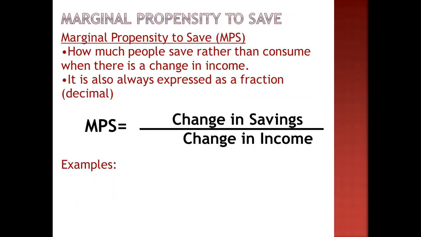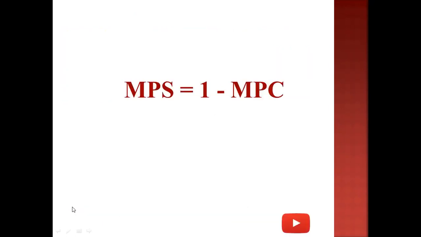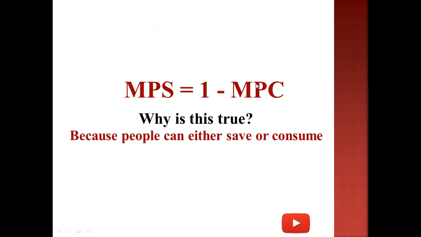The opposite of that is marginal propensity to save. If you receive $100 and you save 50, your MPS is 0.5. If you receive $100, your MPC is 0.7. What is your MPS? Well, they have to equal 1, so your MPS is going to be 0.3. What that means is you receive $100, you spend 70 of it, and you save 30. So MPS equals 1 minus MPC, or MPC equals 1 minus MPS, because you can only do one of two things with it. You can either spend it or you can save it.